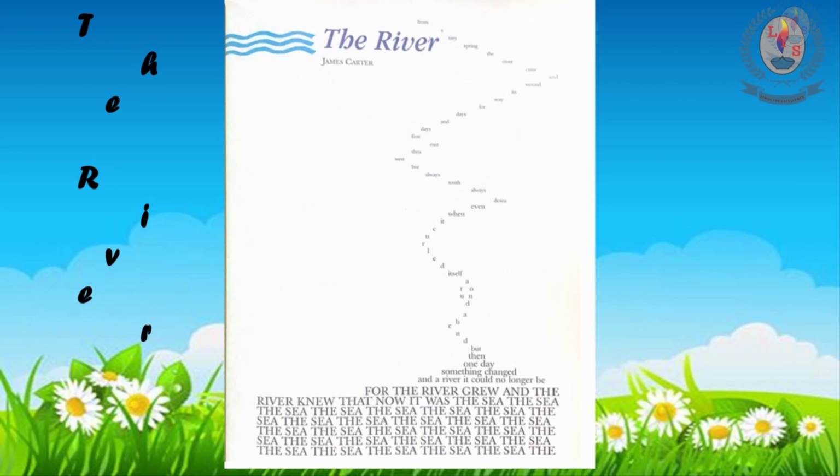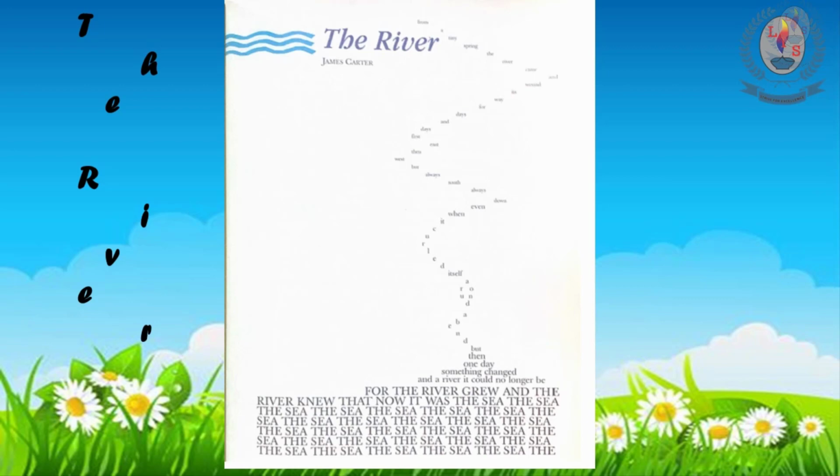I will read the poem for you. From a tiny spring, the river came and wound its way for days and days, first east, then west, but always south, always down, even when it curled itself around a bend. But then one day something changed, and a river it could no longer be, for the river grew, and the river knew that now it was the sea, and so on.